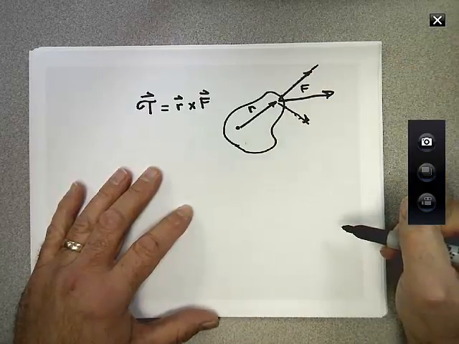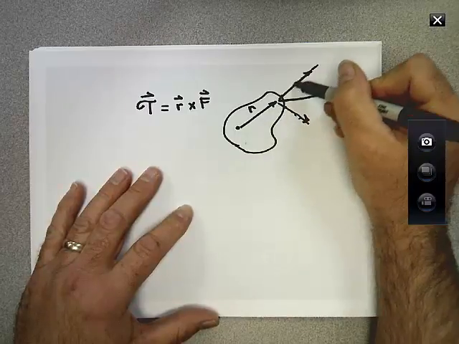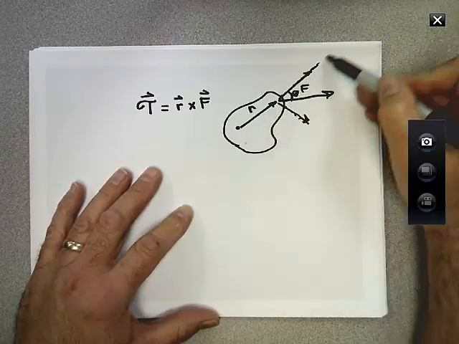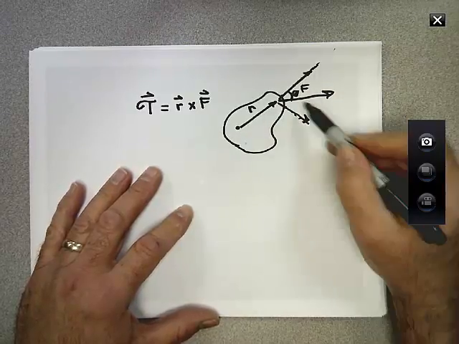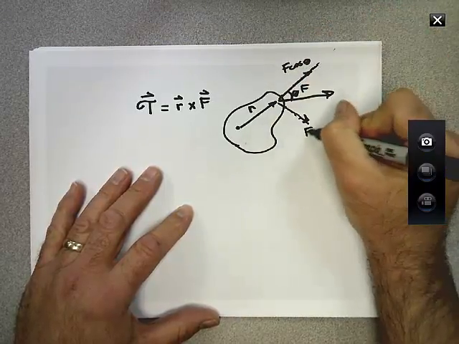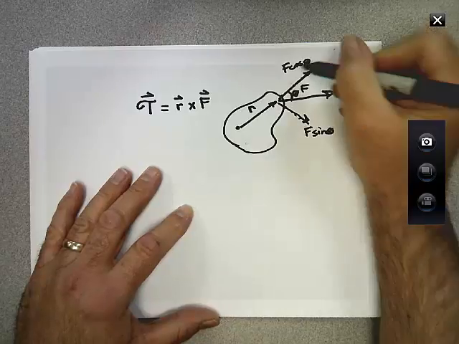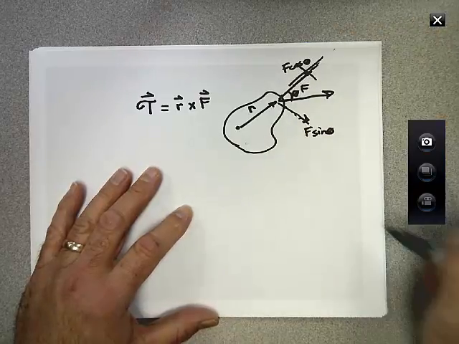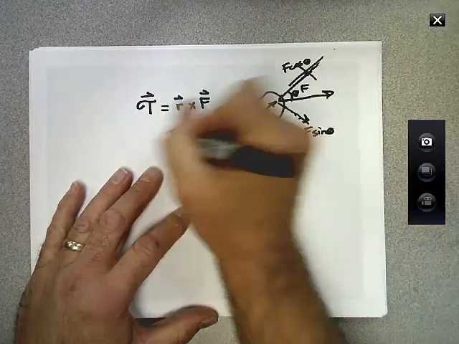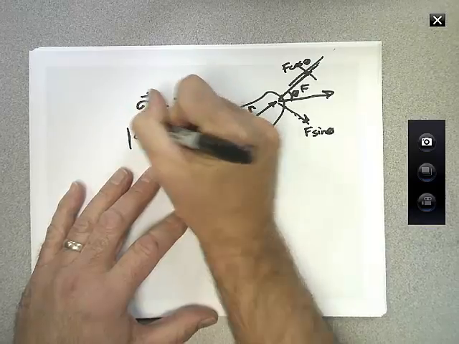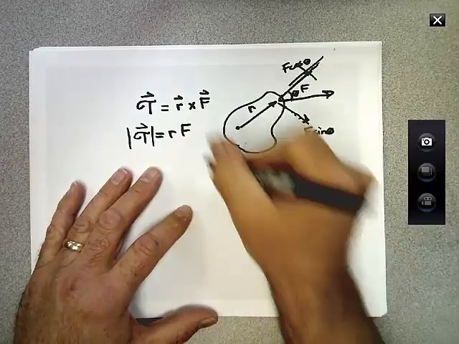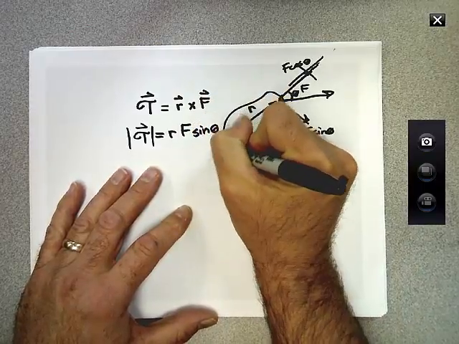The angle between R and F is, if you extend R out and look at the angle between the direction of R and the direction of F, that's theta. So this is F cosine theta, and this is F sine theta. Remember, we discard the component that's parallel to R, and we take the component that is perpendicular to it, and we say that the magnitude of the torque is equal to the magnitude of R times the magnitude of the force times the sine of the angle between them.